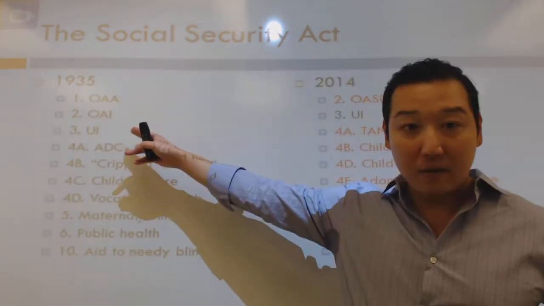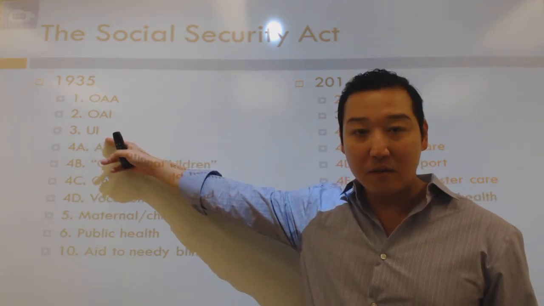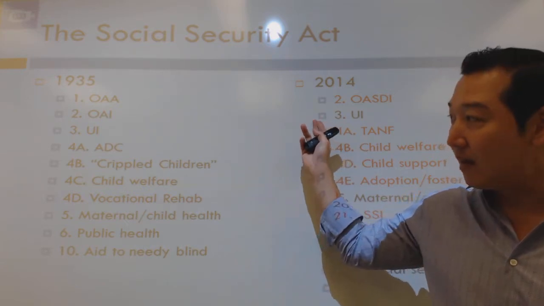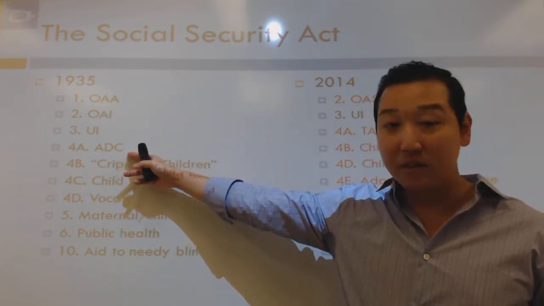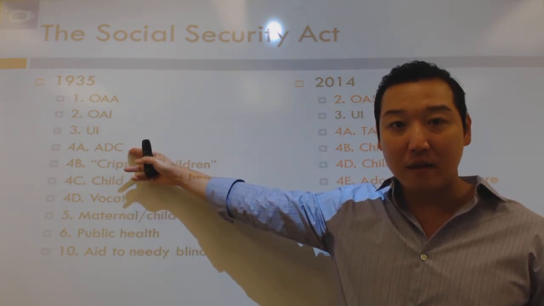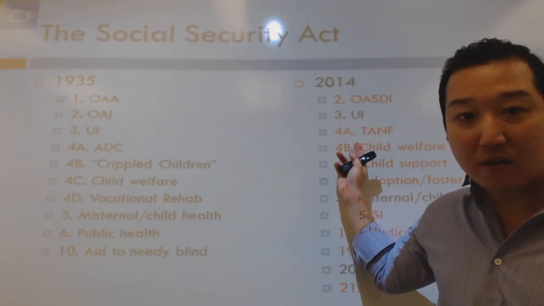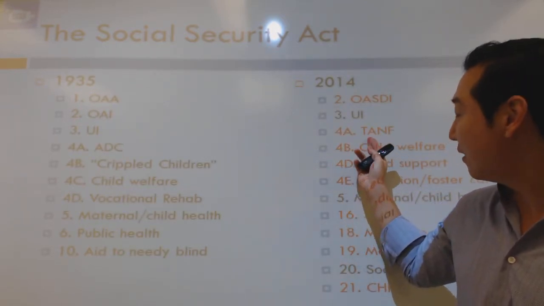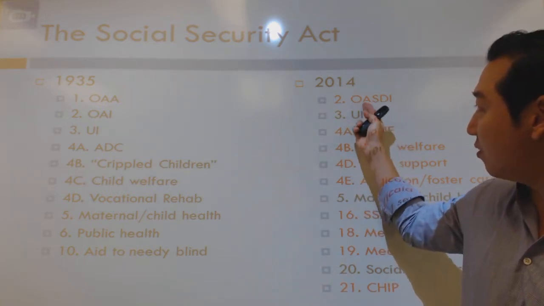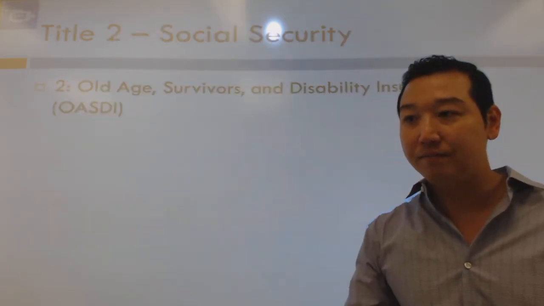And so just quickly going through, Title III is still Title III. It was unemployment insurance back in 1935, and it's still unemployment insurance today. And then Title IV-A, you'll see here ADC, that's Aid to Dependent Children. That was the very first name given to our welfare system. And so Title IV-A, the name has changed, but it's still the same welfare system. We have TANF, Temporary Assistance for Needy Families. We're looking here at Title II and Title IV-A, which is what we're examining in this lecture.